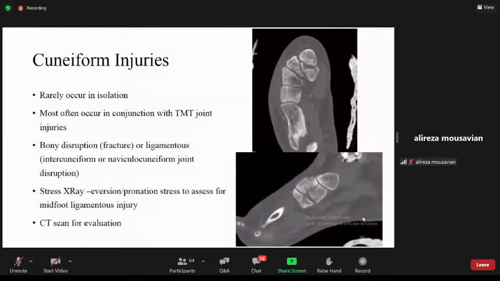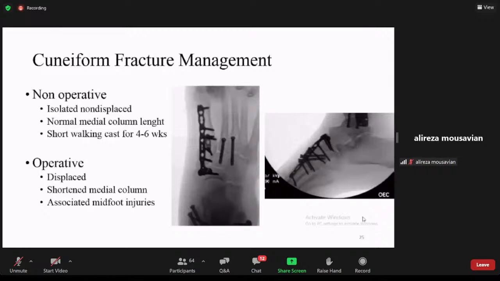Isolated cuneiform fractures are also rare. They mostly occur in conjunction with TMT joint instability and injuries. In case of cuneiform fractures, we should always look for subtle TMT instability. Stress views may be needed, and because of the complexity of the anatomy, CT scan is mandatory for better evaluation of these fractures.